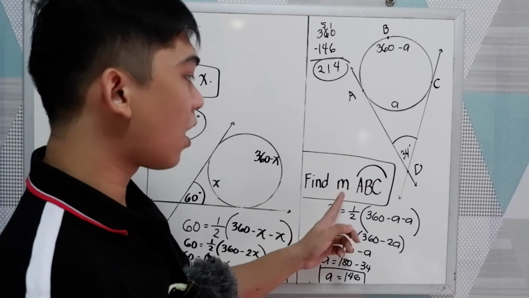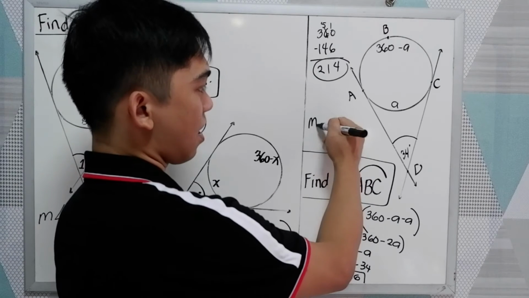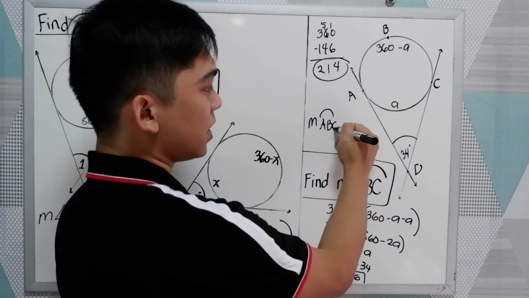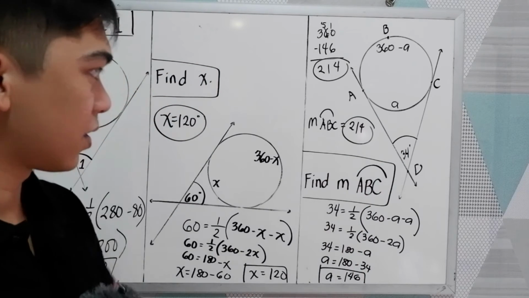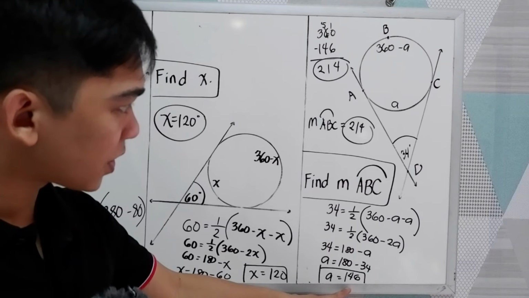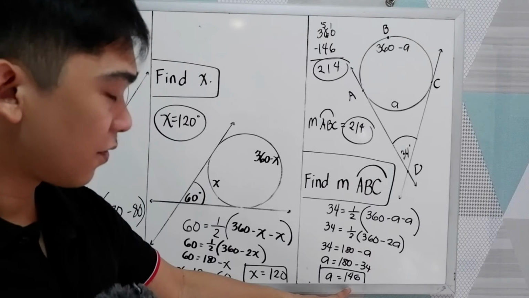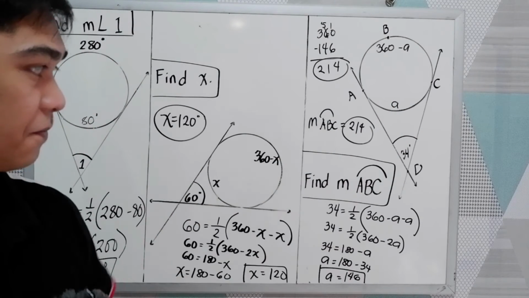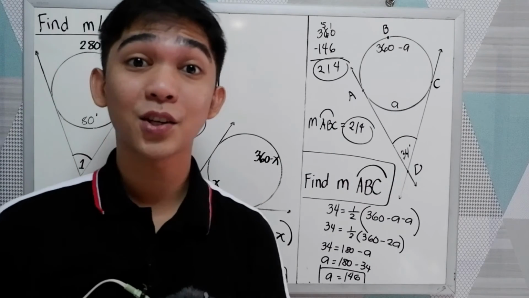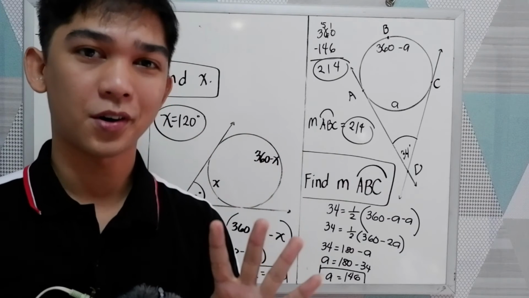The measure of arc ABC is equal to 214. Okay, so 214 plus 146 should give us 360 degrees, one revolution. So that's the application of our theorem number 4.